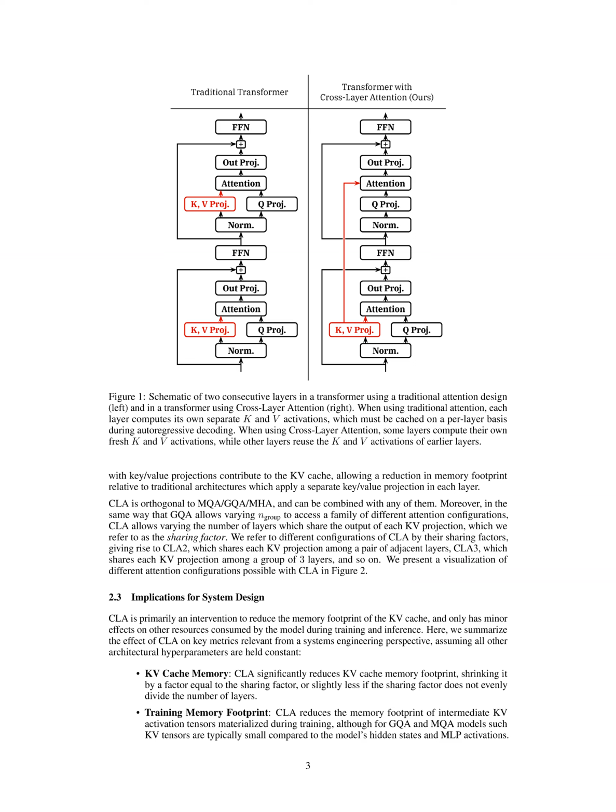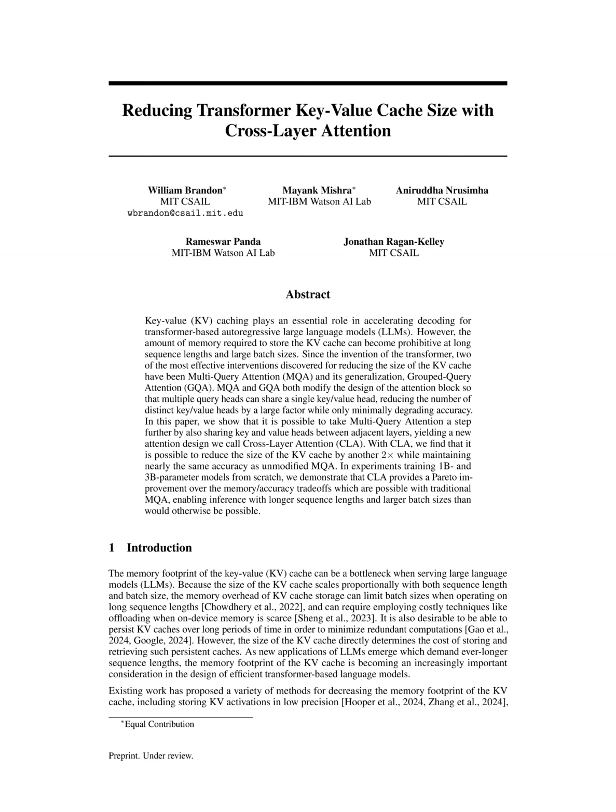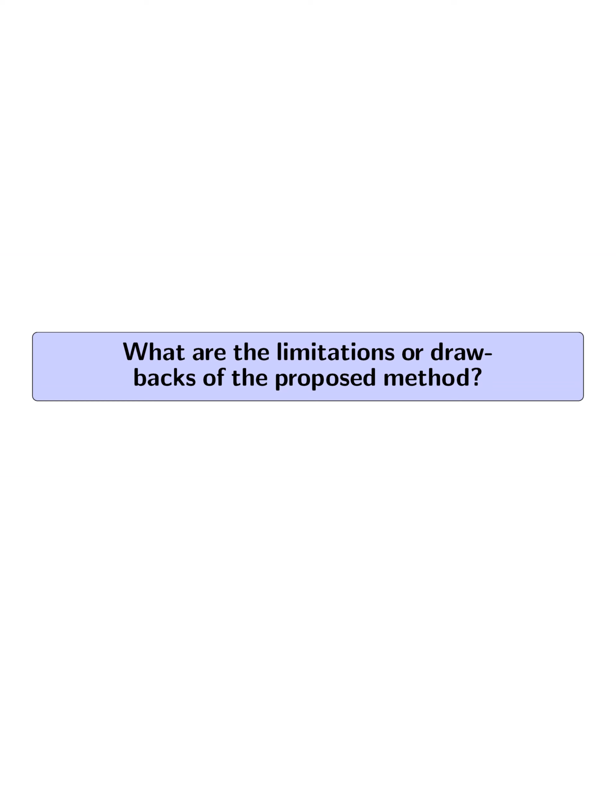The study also found that CLA configurations, particularly CLA2, which shares each KV projection among a pair of adjacent layers, performed the best in terms of accuracy memory trade-offs. Additionally, CLA was shown to be effective across different model scales, 1B and 3B parameters, and head dimensions, consistently providing memory overhead reductions with little risk to model performance. Overall, CLA proved to be a valuable method for decreasing the memory footprint of the KV cache in transformer-based language models.